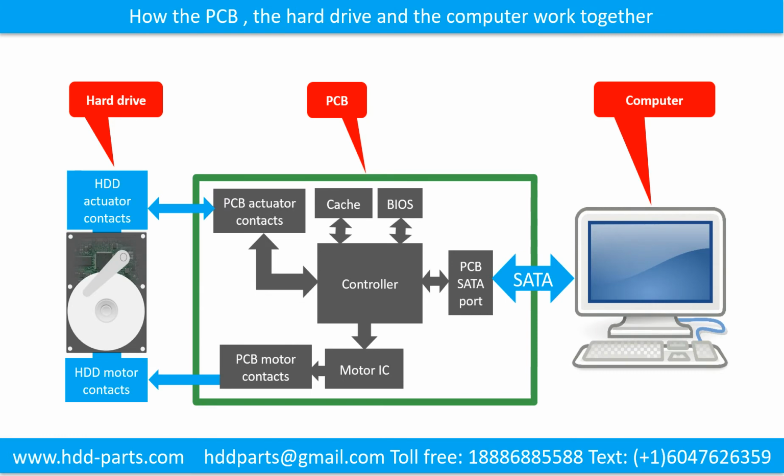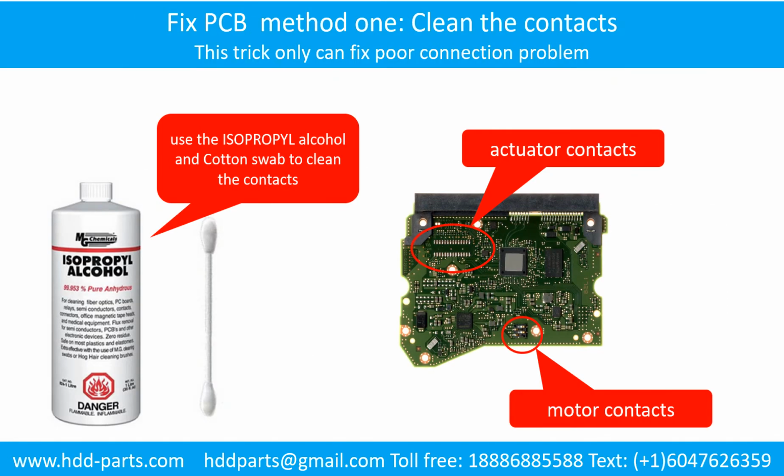How the printed circuit board, the hard drive, and the computer work together. This schematic diagram shows how they work together. Method 1. Clean the contacts. Cleaning the contacts on the PCB board and also on the hard drive can fix the problem caused by poor connection between the PCB board and the hard drive.